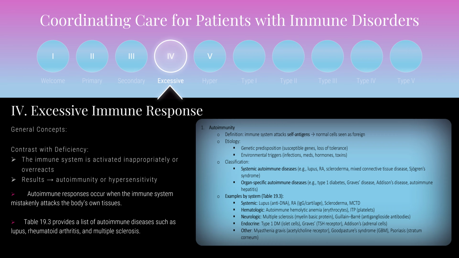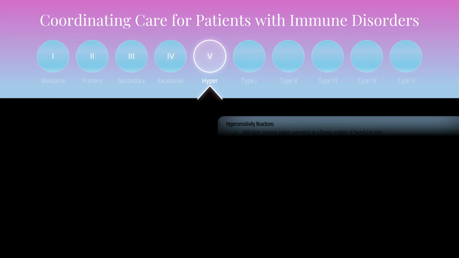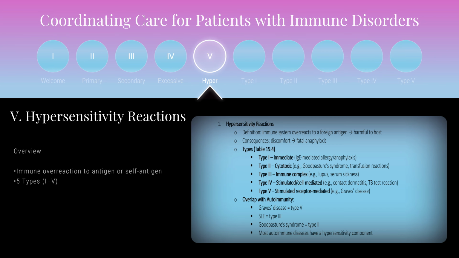So moving forward, and here is the hypersensitivity reaction. So the overview: the immune overreaction to antigen or self-antigen. They have 5 types, I said. Here is a glance at all 5, what it's all about.